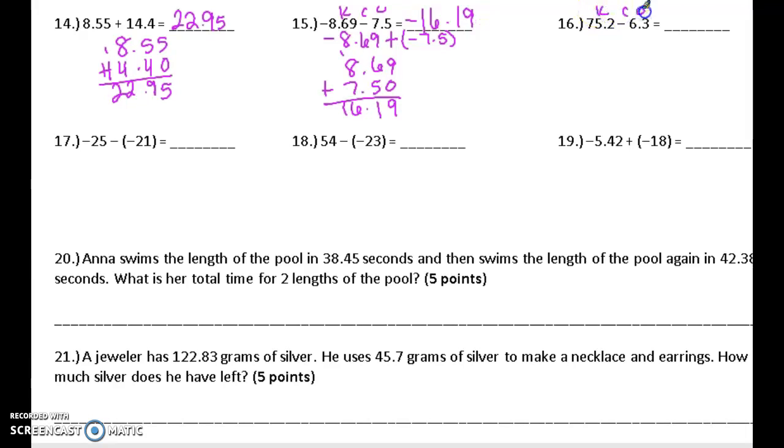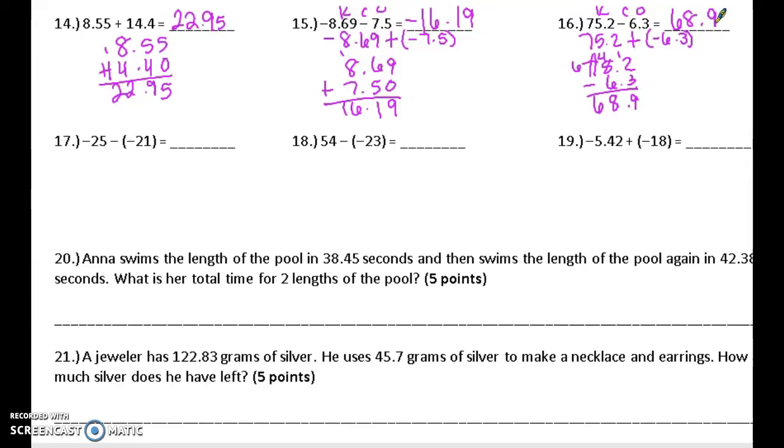For 16, I'm using additive inverse to turn this into addition. Change subtraction to addition, take the opposite of the second number. My signs are different, so I subtract. I have to borrow. 12 minus 3 is 9. Bring down your decimal. I have to borrow again. 14 minus 6 is 8. And bring down my 6. The number on top is positive, so it's positive 68 and 9 tenths.